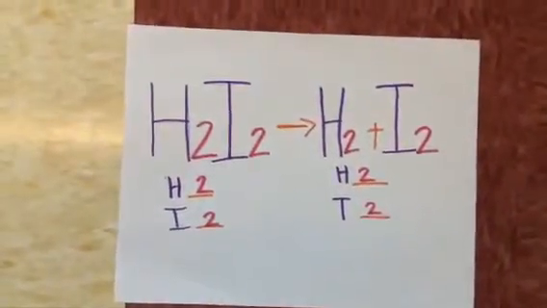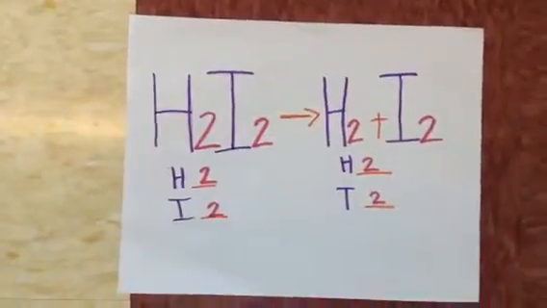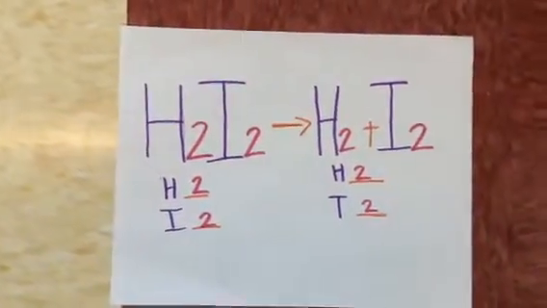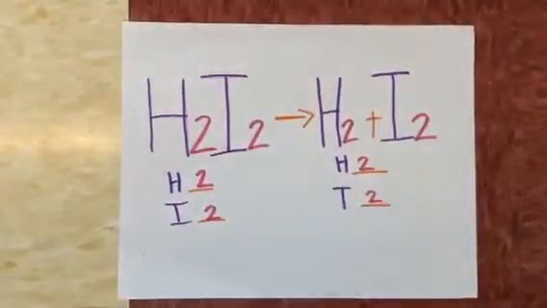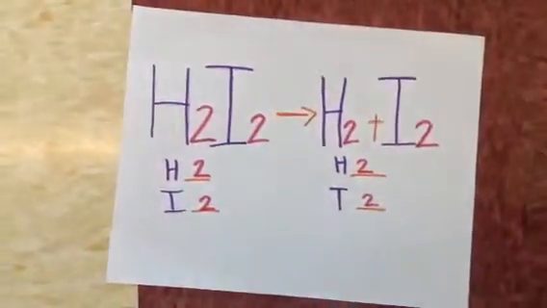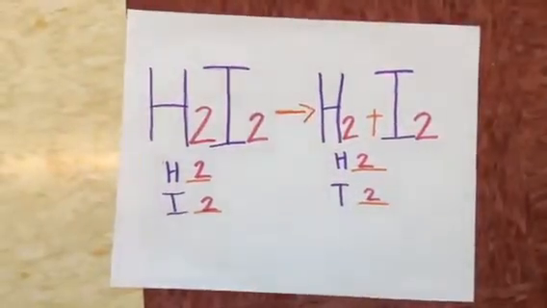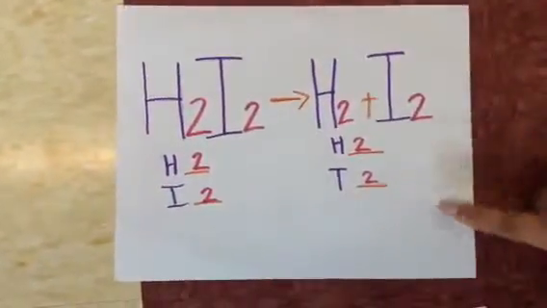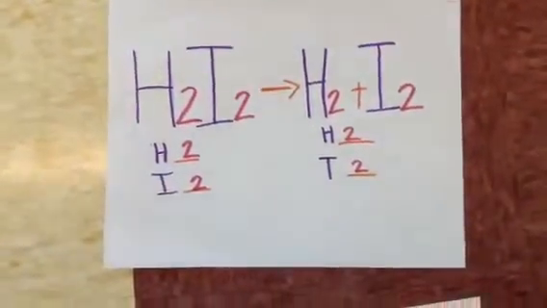This is an example of how to count atoms on the reactant side. On the reactant side, there's the same amount of atoms, and then on the product side, there's the same amount of atoms.